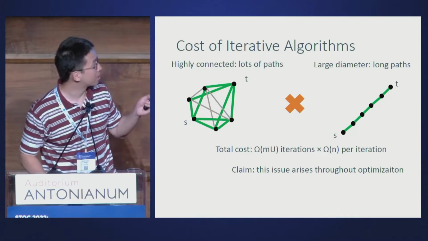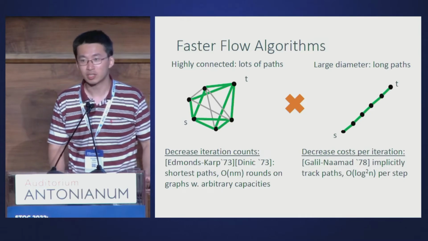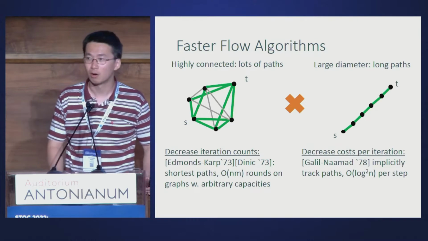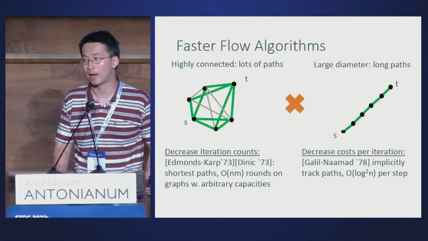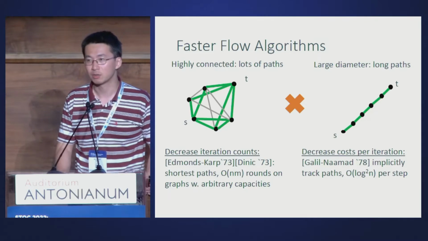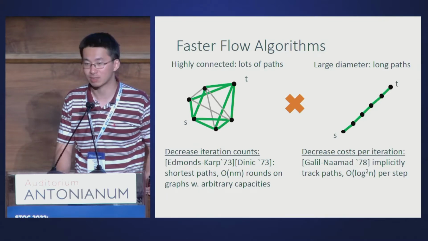Studying this phenomenon dates way back. There are two things you can do here. One is that you prove better iteration counts. By getting better iterative algorithms, you can decrease the iteration count. On a general capacitated graph, the one I just talked about takes something like total capacity iterations. You can get this down to something like n times m, and the more recent work does about square root of m iterations.